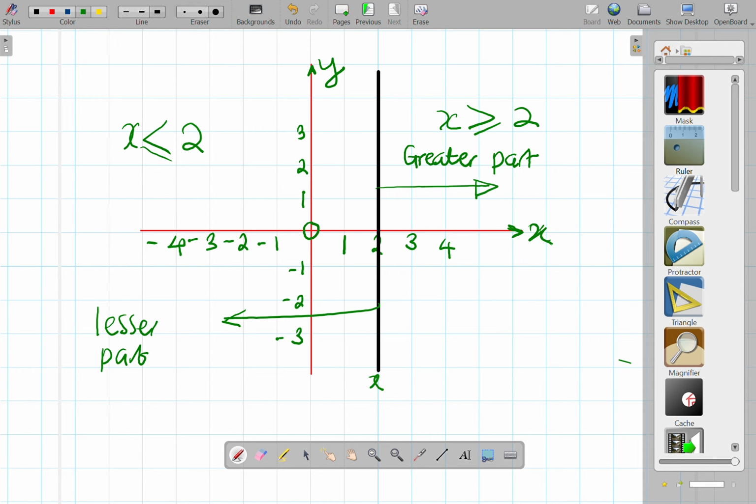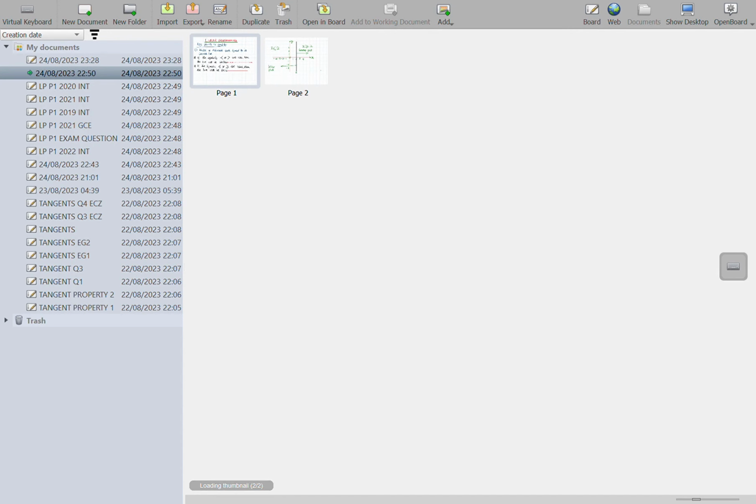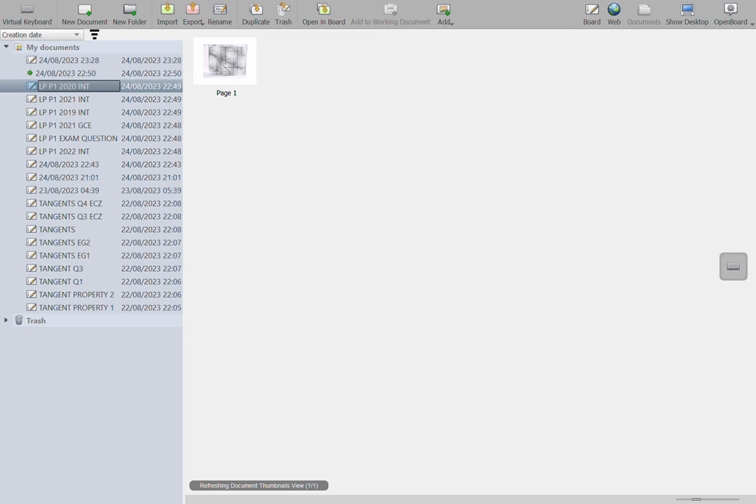Very, very important. Now, straight away, let's jump into exam questions and see how we can attempt them. By the way, in your exam, you always look out for lines that are standing vertical or horizontal. Start with those. Now let's jump into exam questions, ECZ exam questions. Let's look at this question there.